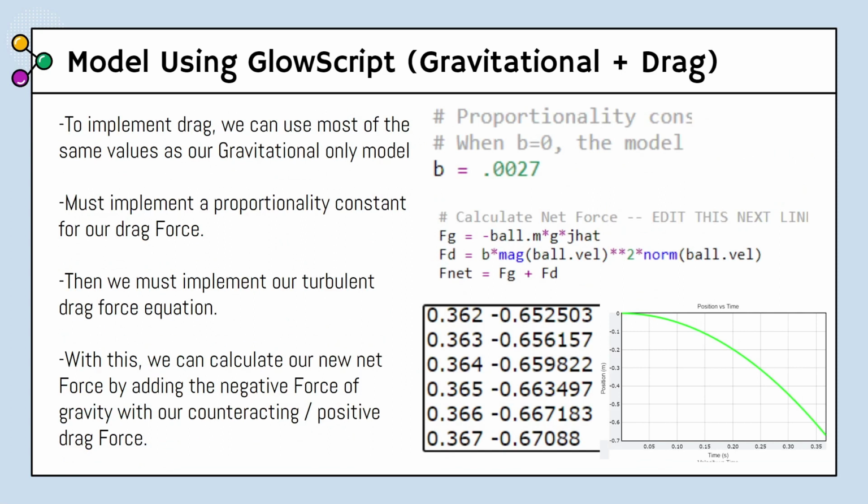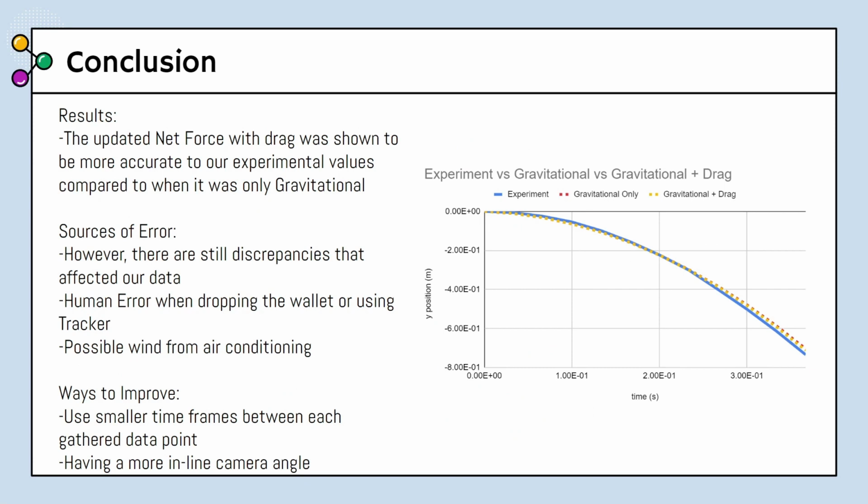To implement drag, we can use most of the same values as our gravitational-only model, but we must implement a proportionality constant for our drag force, which is b. Then we also must implement our turbulent drag force equation when considering our net force. With this, we can calculate our new net force by adding the negative force of gravity with our counteracting, or positive, drag force. As a result, the updated net force with drag was shown to be more accurate to our experimental values compared to when it was only gravitational.